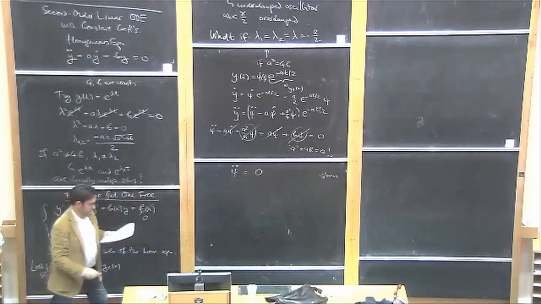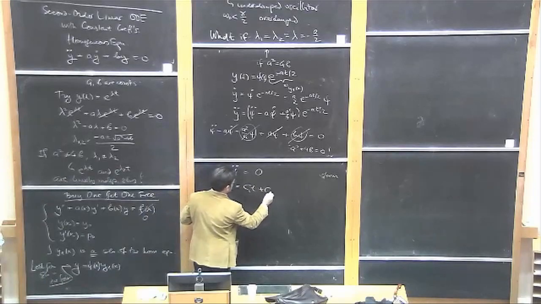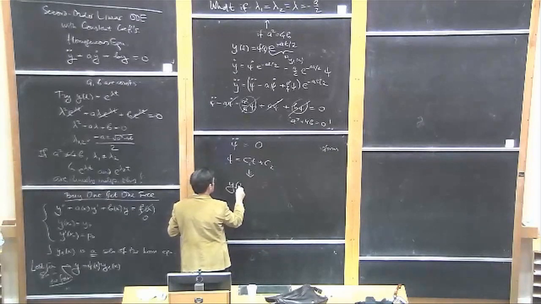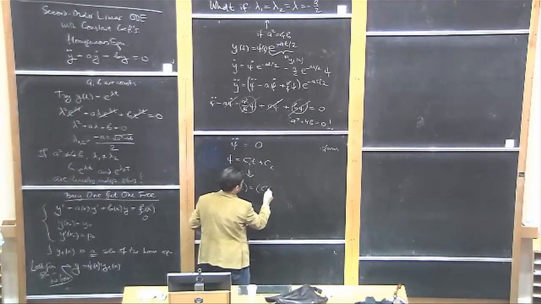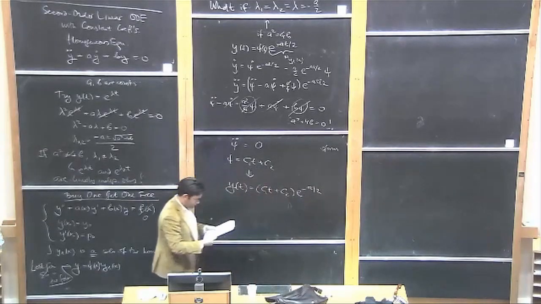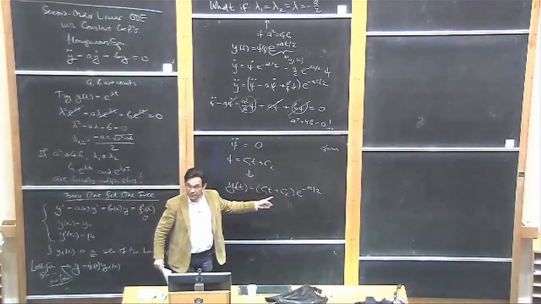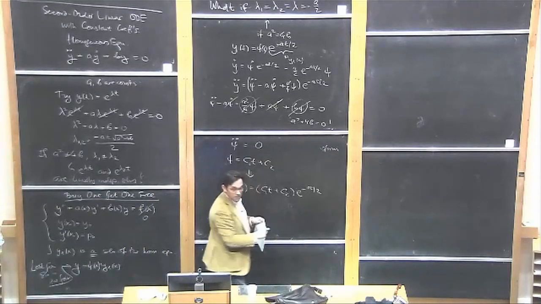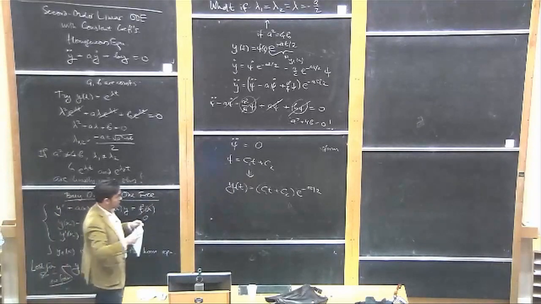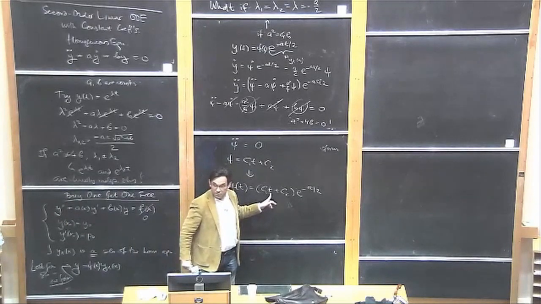Psi double dot is 0, which means psi is C1 t plus C2, which means our general solution of our equation is C1 t plus C2 times e to the minus at over 2. And again, we have two linearly independent solutions. One of them is e to the minus at over 2, which is e to the lambda t, right? So that's the one we found. And the next one, the one that we got for free, is the same multiplied by t.